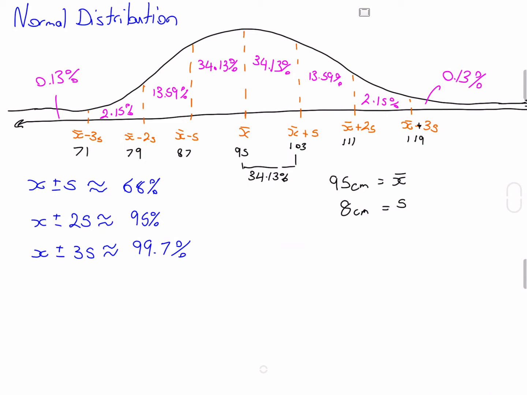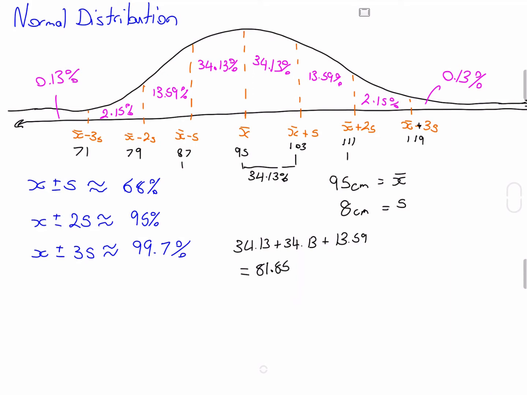What if you decide to survey 200 footballers? How many would you expect to have a chest measurement between 87 and 111? So we're going to look between here and here this time. So let's add up all the percentages. We're going to have 34.13 plus 34.13 plus 13.59 plus 13.59. And all of that added up together gives us 81.85.